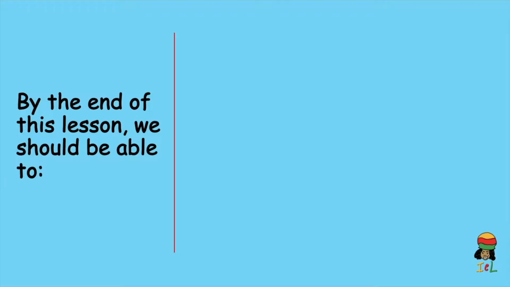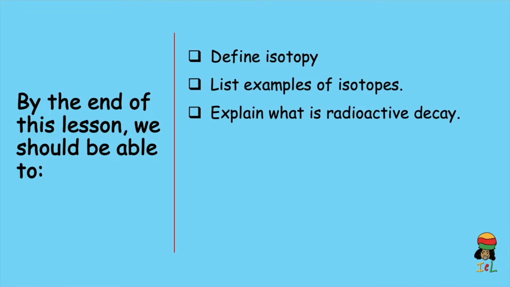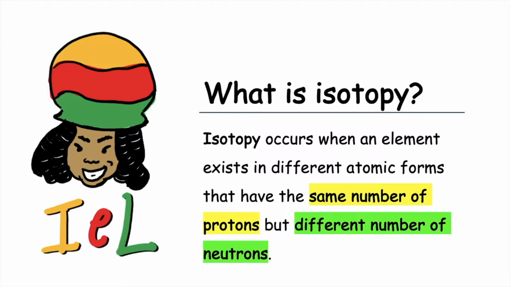In this atomic structure lesson, we will be looking at isotopy. By the end of this lesson, we should be able to define isotopy, list examples of isotopes, explain what is radioactive decay, and list the uses of radioactive isotopes, which include radiocarbon dating, diagnosing and treating diseases, research and industry, generating energy, and tracing.